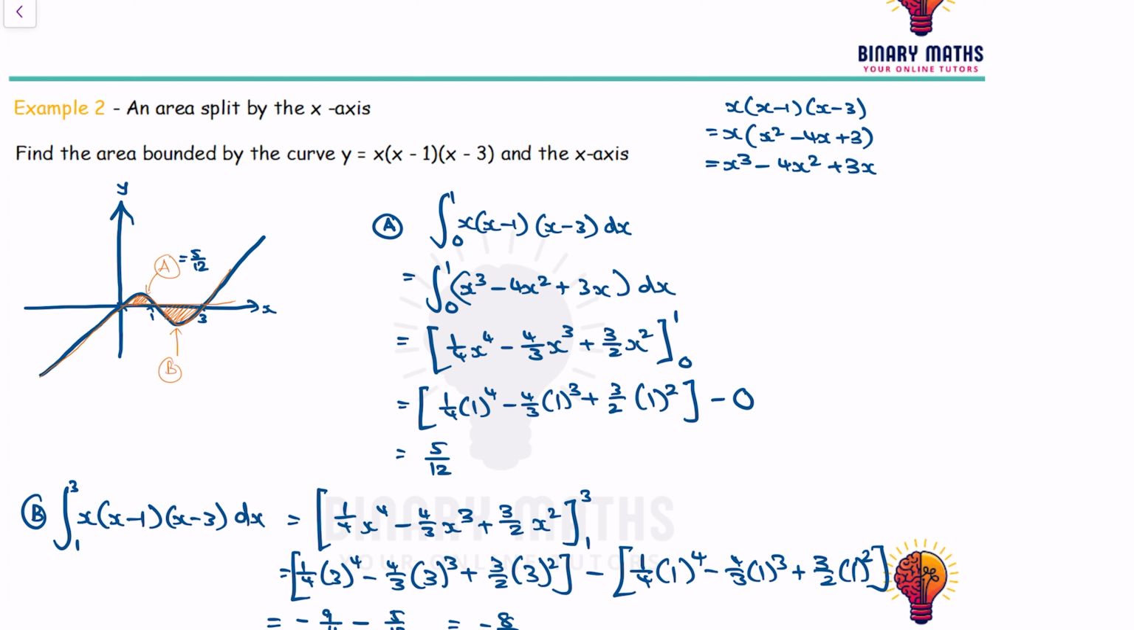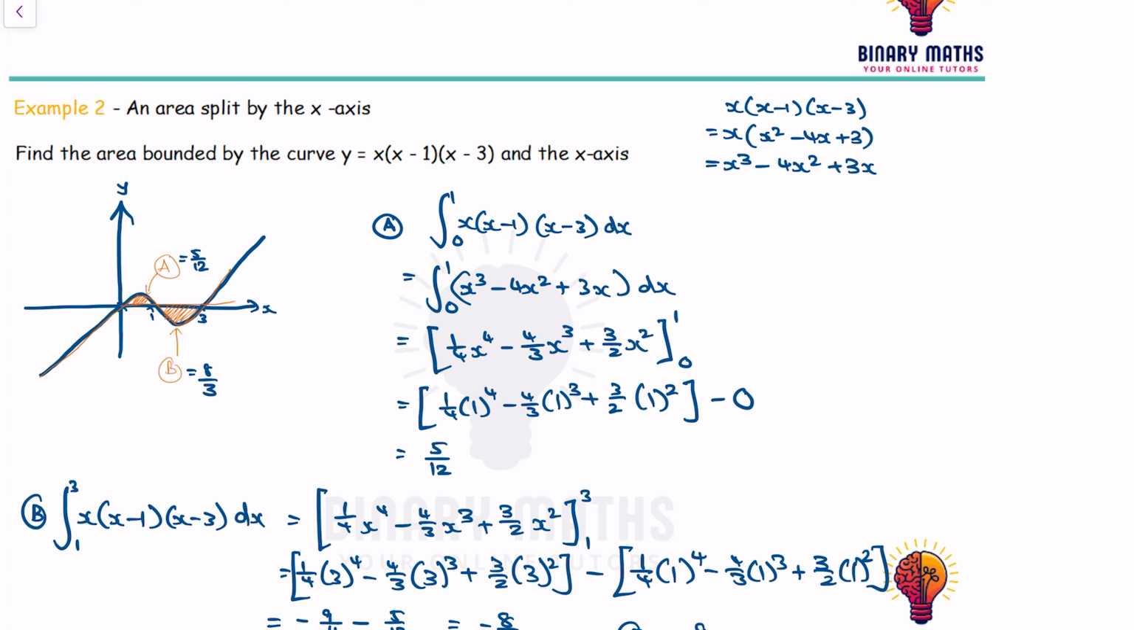Now I'm getting a negative answer because it's below the x-axis. But I need to change it to a positive answer. So the area of B is equal to positive 8 over 3. When it's below the x-axis, the area will be negative, so you just change the sign to a positive. So B is equal to 8 over 3.